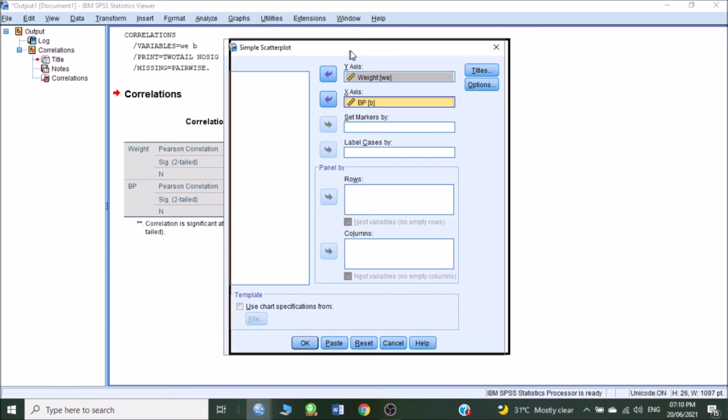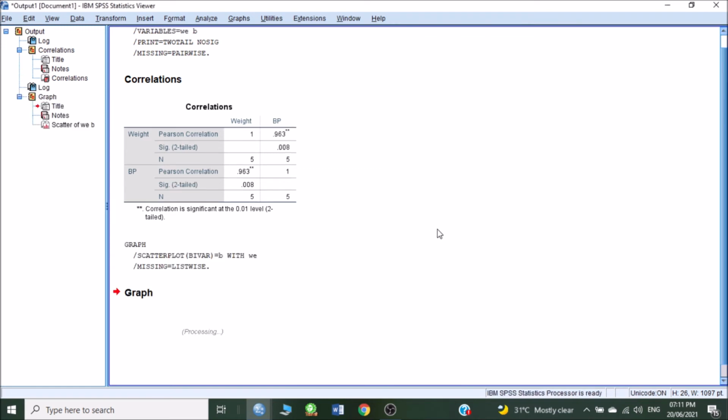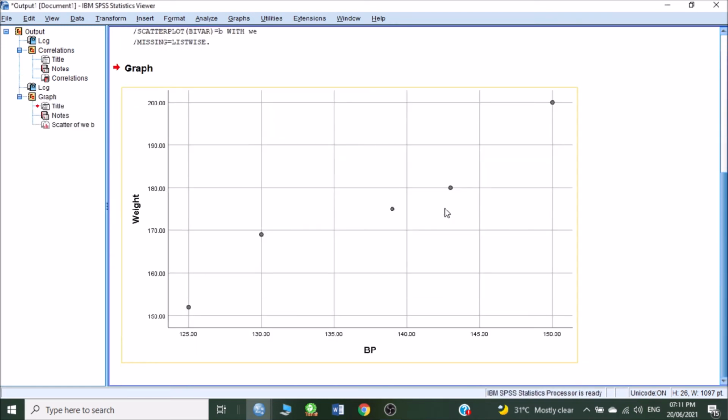Will you get the same answer or not? For example, for blood pressure as well as weight, 0.963. The same answer we are supposed to get with the help of the graph also. Then only we are doing the right activities. Okay. Now give OK. Now you have to look at the points. There is almost a straight line.